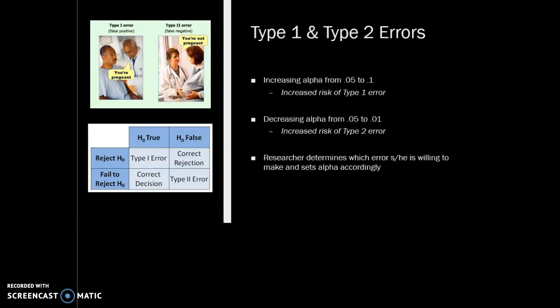Okay, so there are two different types of errors. I mentioned that alpha really is the degree to which, or the likelihood that we are going to be making a mistake by rejecting the null hypothesis. And there really are two types of errors that we can make when we reject the null hypothesis.